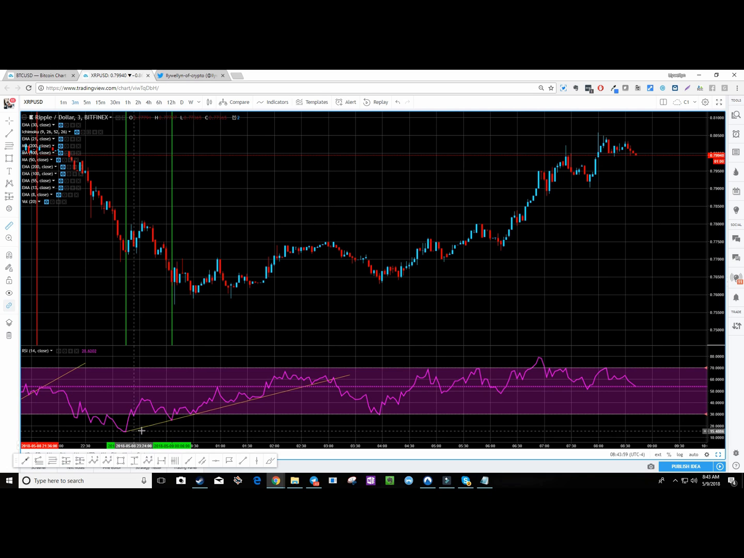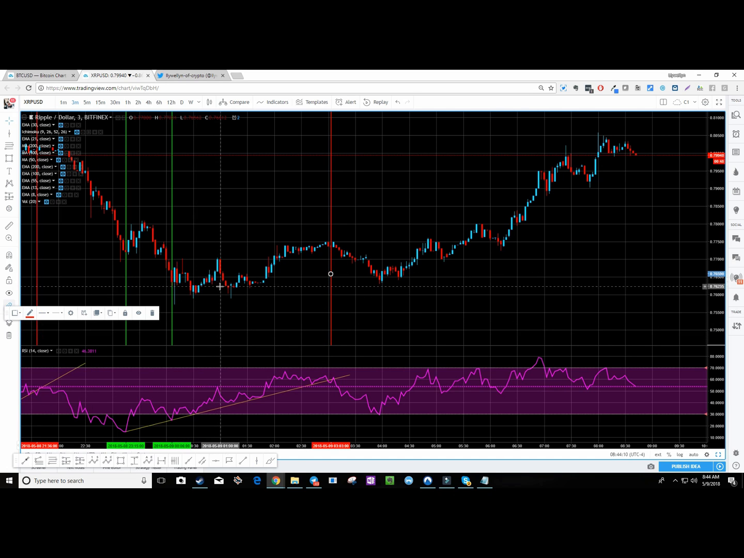So we created the RSI trend line. This is our close line. We tick back across it. Oops. So that would have been a sell. And then we see price comes back down. RSI comes all the way back down into the oversold zone again.